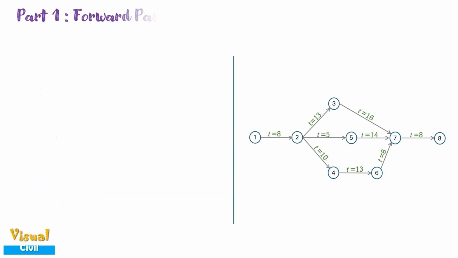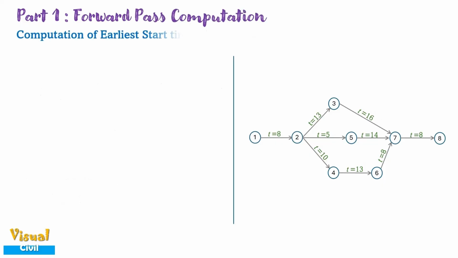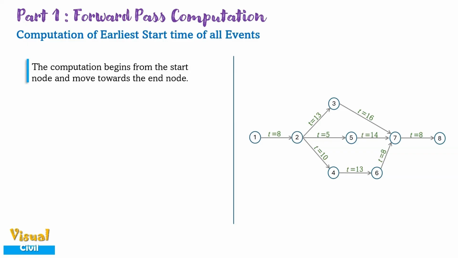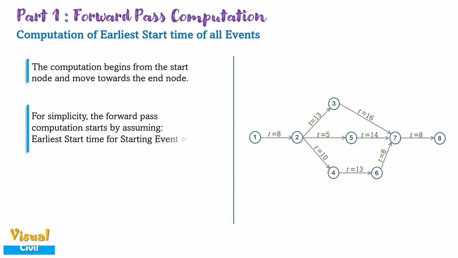We will start with the forward pass computation to determine the earliest time for all activities. In this method, the computation begins at the start node and progresses towards the end node. For simplicity, the forward pass computation assumes the earliest start time for the starting event as 0. Therefore, for starting event 1, ES1 is equal to 0.